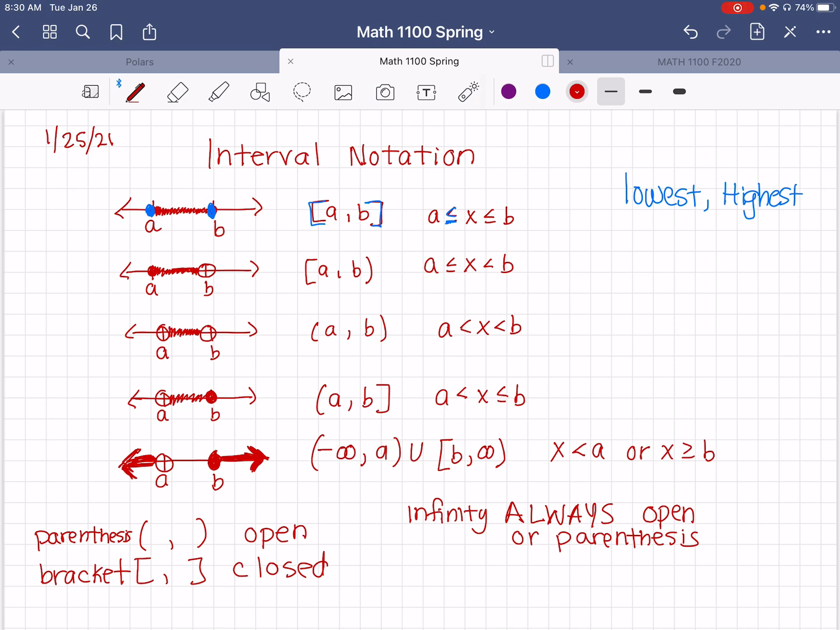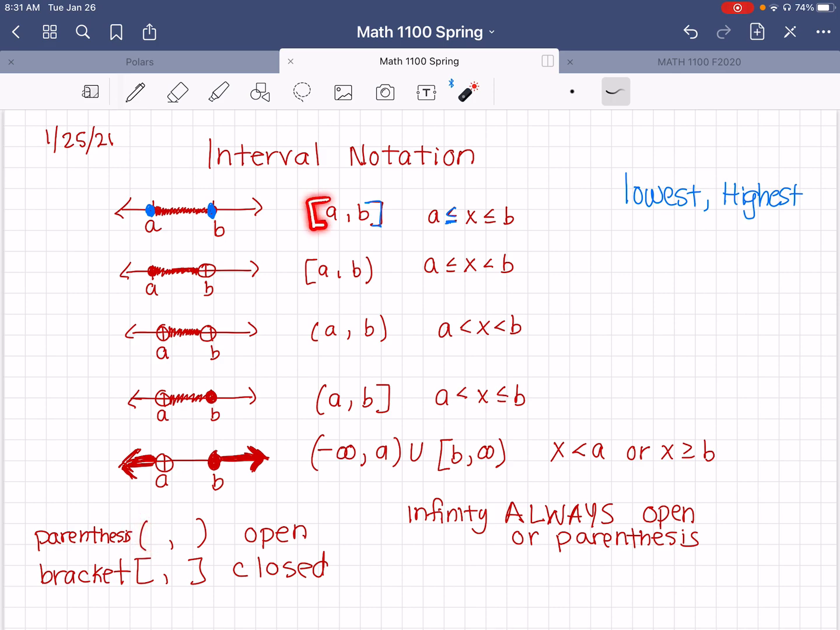To begin with, we have a solid dot here at A and a solid dot at B, and we have everything shaded in between, a continuous function between A and B. Whenever it includes the lower value, it gets a bracket. A bracket is closed. A parentheses is called open, and that's the rounded one.